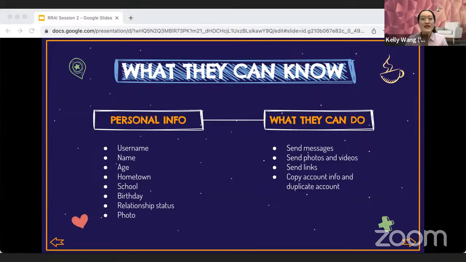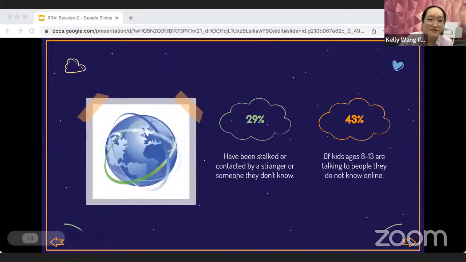And if that happens, they can do a lot at this stage. They can pretend to be them, message people that your children know, and do whatever they want, really. It's very much out of your control. And the scary thing is 29% of youth have reported being stalked or contacted by a stranger, and around 43% of kids ages 8 to 13, so very young, are talking to people that they don't know online. And this includes both chatting on social media and also gaming platforms, with some research stating that kids as young as 5 years old are chatting with strangers online.